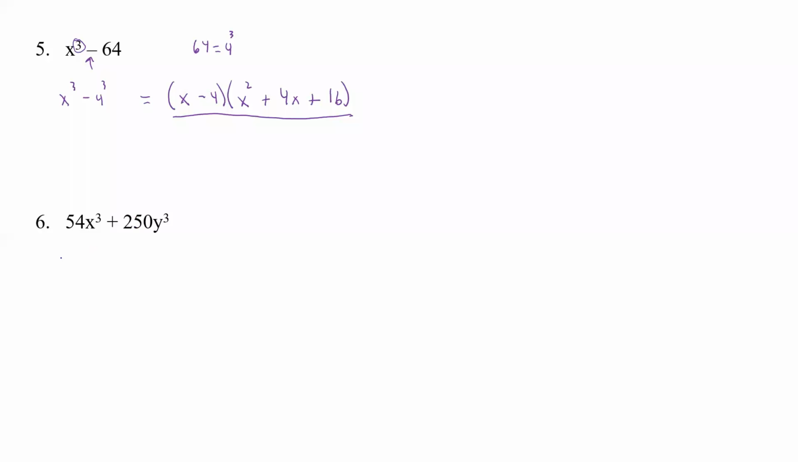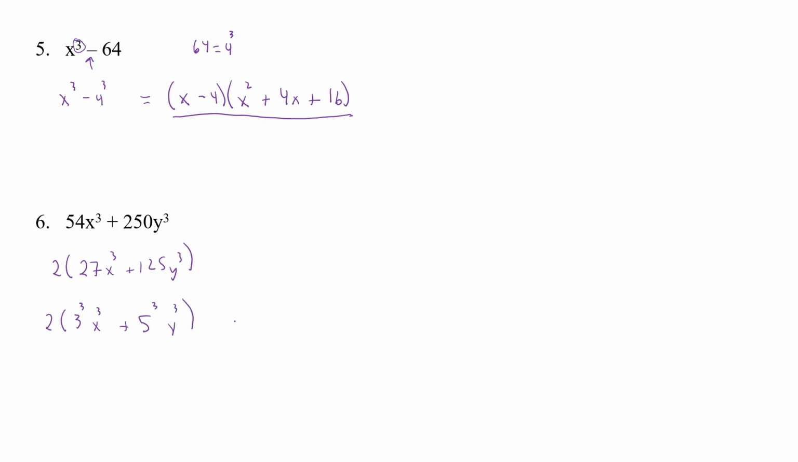250 is not a perfect cube. So let's take out a 2 first and see what that gives us. Well, that gives me 27x cubed plus 125y cubed. Now I can't factor anything else out here, but I recognize 27 and 125. 27 is 3 cubed, and 125 is 5 cubed.